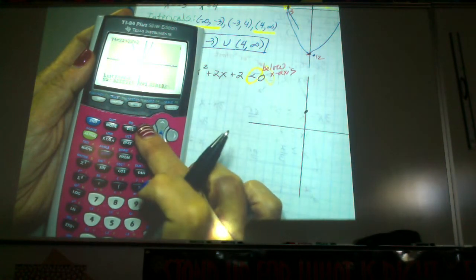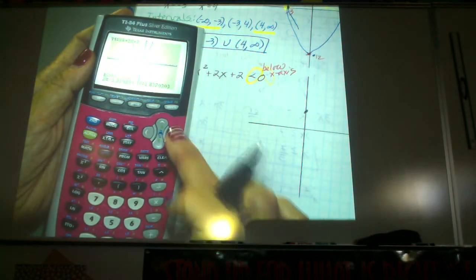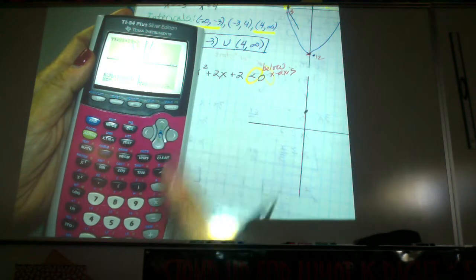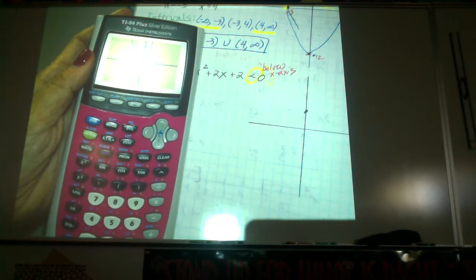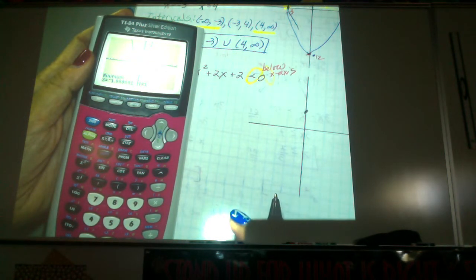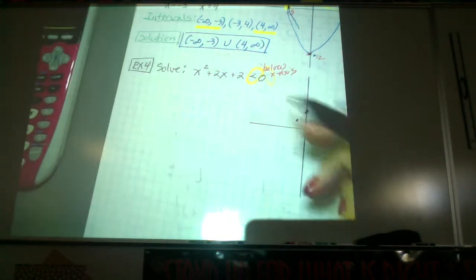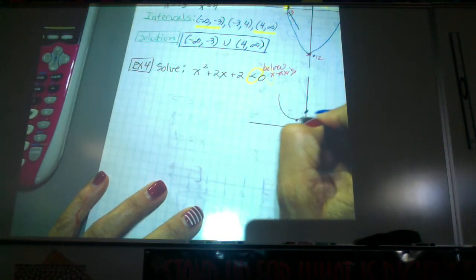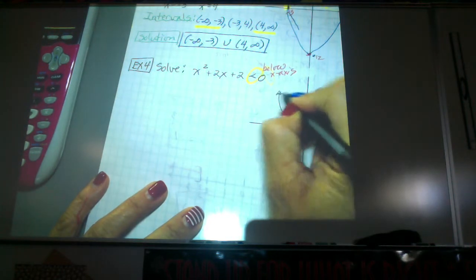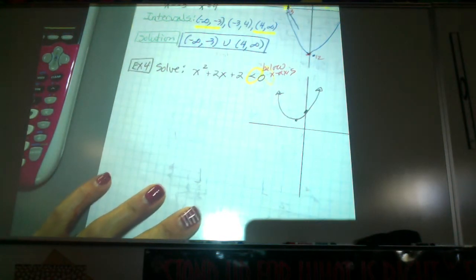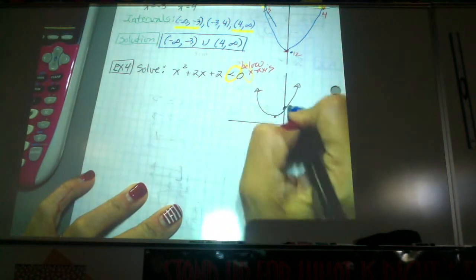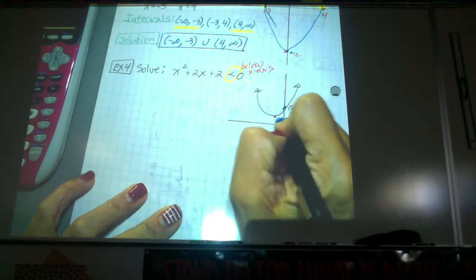So go to the left, enter. Go to the right, enter. Hit enter again. That's about what? Close enough to negative 1, 1, isn't it? So that's all I care about. Those are your critical values. I'm going to label this as 0, 2, and this as negative 1, 1.